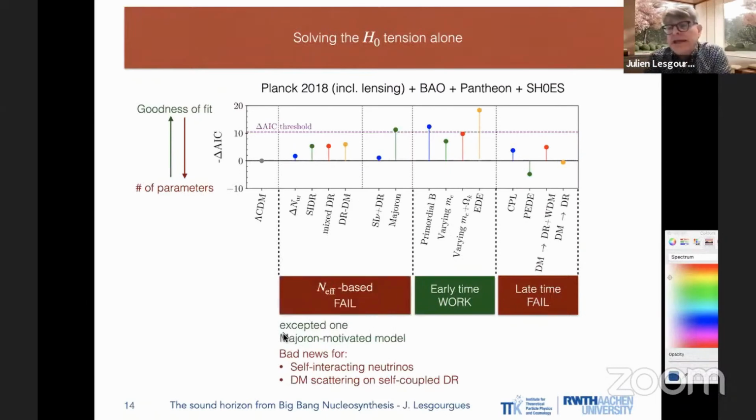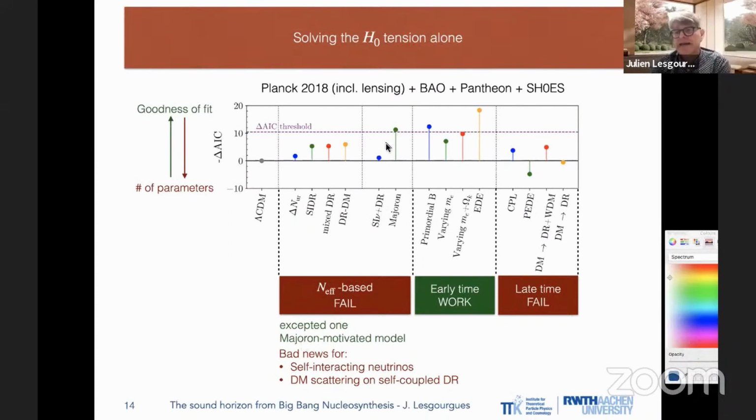Disappointingly, the models based on extra relativistic degrees of freedom, which were really my favorite ones because they are the ones that you can connect in the easiest way to real particle physics, don't do such a good job, including models that I defended in the past, like dark matter interacting with dark radiation. These self-interacting neutrinos do pretty badly because they are a bad fit to the Planck 2018 polarization data. Models with self-interacting dark radiation do not work very well. The only model in this category that works well is a model based on a Majoron-like scenario.